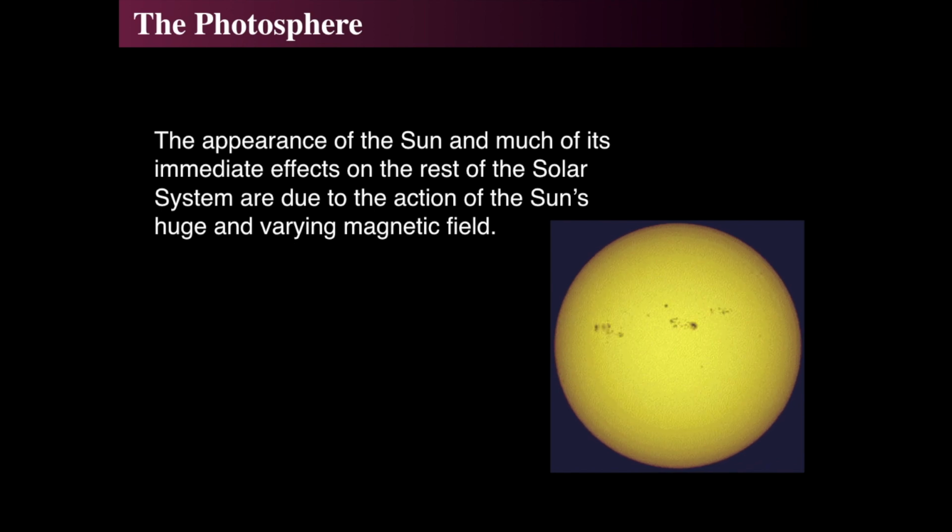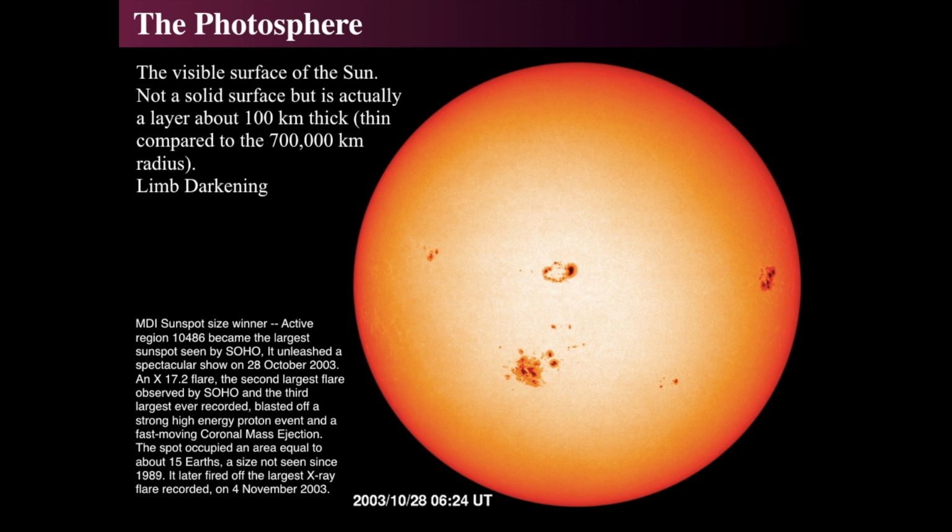But the photosphere itself is where we get the visible light from the sun. The image you're seeing here shows a progression of sunspots passing across the sun. And as we know, the sun rotates. The photosphere is not a visible surface, and since it's about 100 kilometers thick compared to the sun's 700,000 kilometer radius, you can't tell that it's an edge. That's what we call limb darkening, and this image definitely shows this.